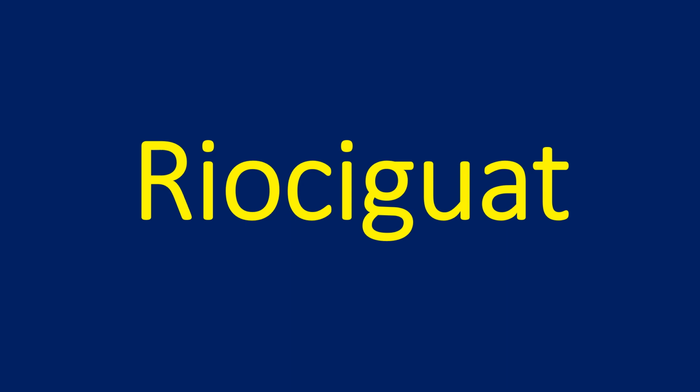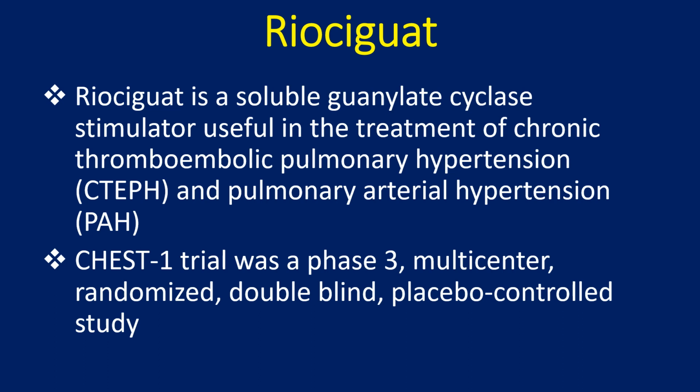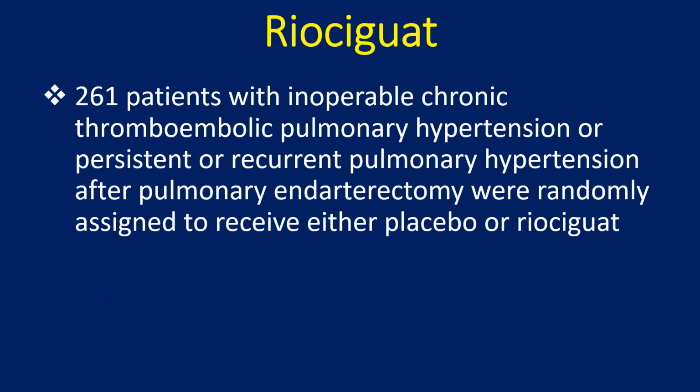Discussion on riociguat based on clinical trial data. Riociguat is a soluble guanylate cyclase stimulator useful in the treatment of chronic thromboembolic pulmonary hypertension and pulmonary arterial hypertension. CHEST-1 trial was a phase 3 multicenter randomized double-blind placebo-controlled study. 261 patients with inoperable chronic thromboembolic pulmonary hypertension or persistent or recurrent pulmonary hypertension after pulmonary endarterectomy were randomly assigned to receive either placebo or riociguat.